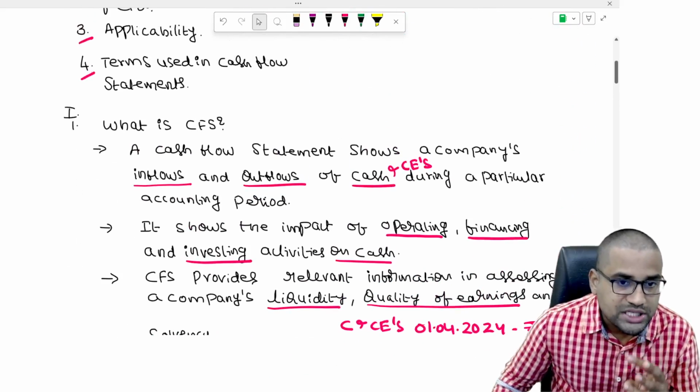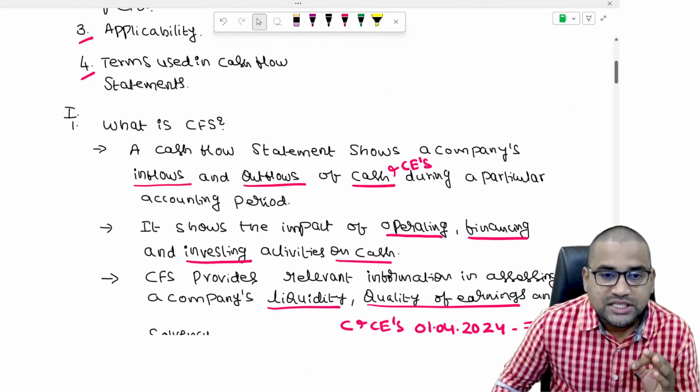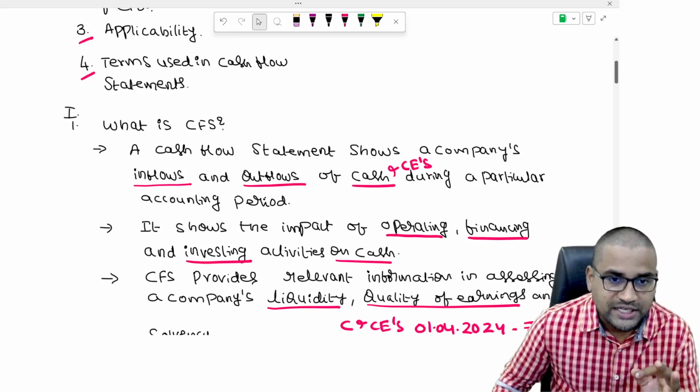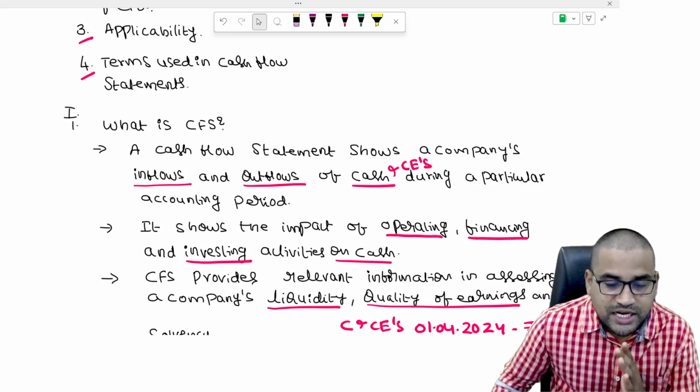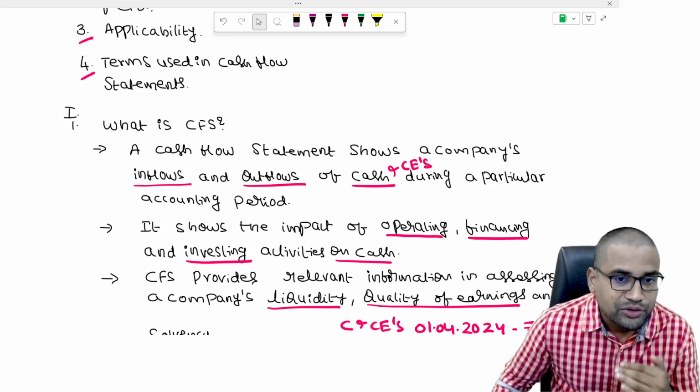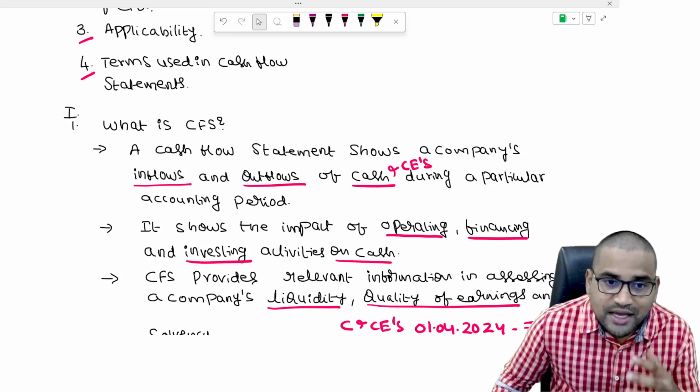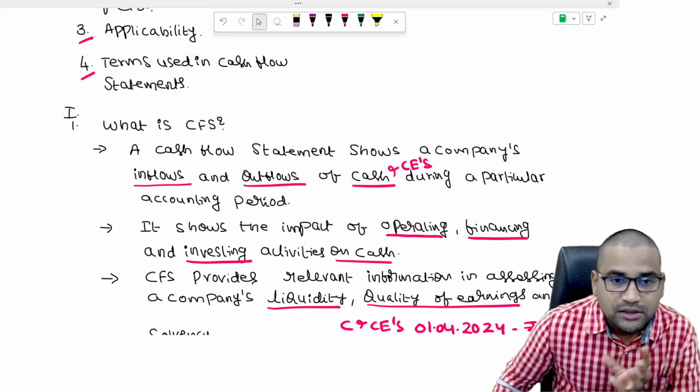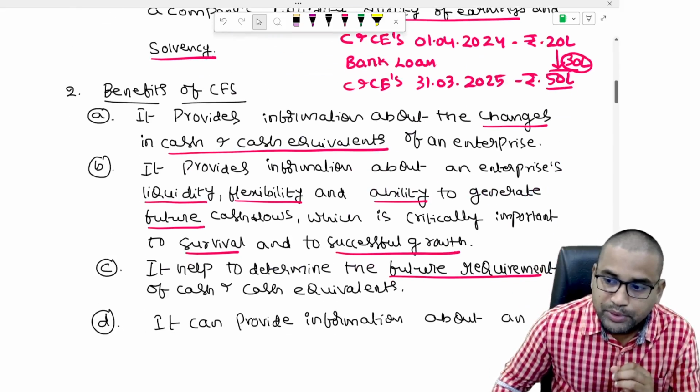So we discussed what a cash flow statement is. A cash flow statement is nothing but a statement showing inflows and outflows of cash. But as per Accounting Standard 3, these cash activities are divided into 3 types: operating, financing, and investing. That is the edge when compared with the normal cash book that we are preparing.